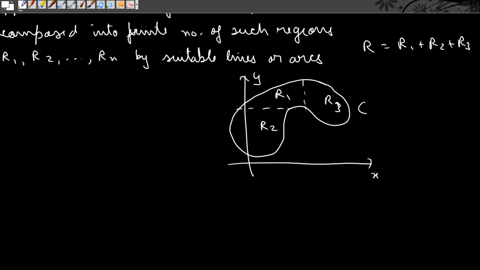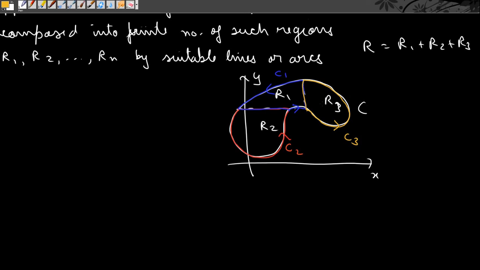will be nothing but integrating along this curve first, like this, and then integrating along this curve like this. So this I'll call C1 and this I call C2. Similarly, if I integrate along this curve like this, this will be C3.